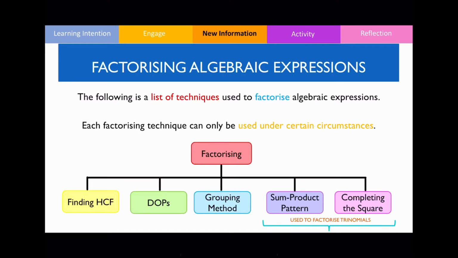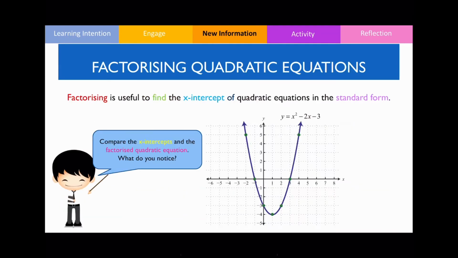So there are two ways you could go about it. You could either use the product sum pattern or product sum method, or you can do this by completing the square, okay? We're going to be spending today's lesson using the product sum method. We're going to be completing the square in future lessons, all right? And just a reminder, guys, each factorizing technique can only be used under certain circumstances.